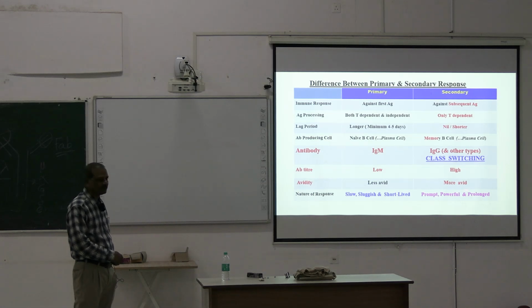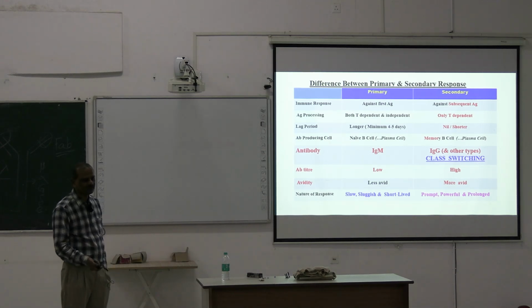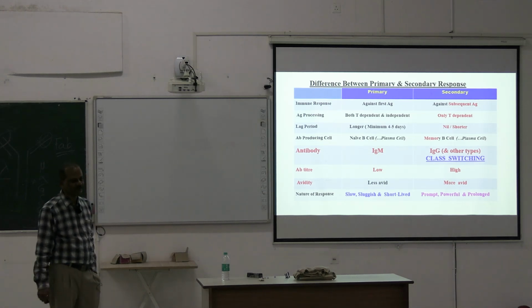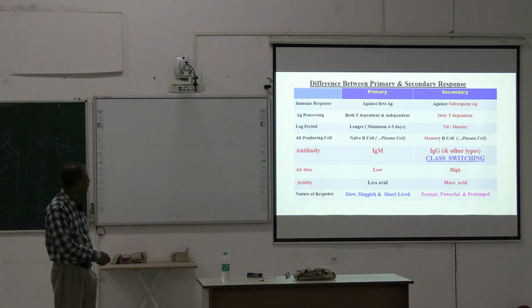Antibody titer, do you agree? Antibody titer will be low or high in the primary response? Primary response cells are less, so antibody production will be less. Secondary response, antibody cells are many, so it will be high.